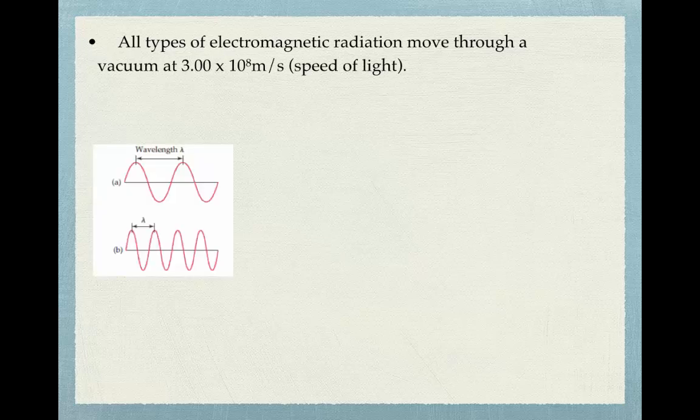Here I have a diagram representing wavelength. As you notice, wavelength is the distance between two peaks. Those are called crests. It also can be the distance between two troughs, the bottom parts of the waves, but typically we define it as the distance between two peaks. So if you notice the difference between A and B, A has longer wavelengths than B does.